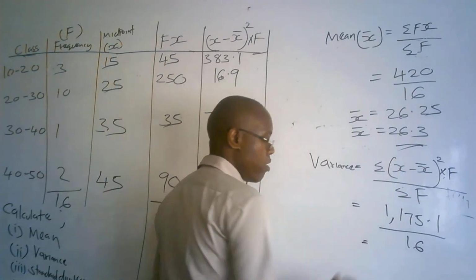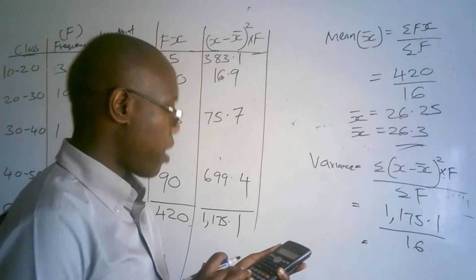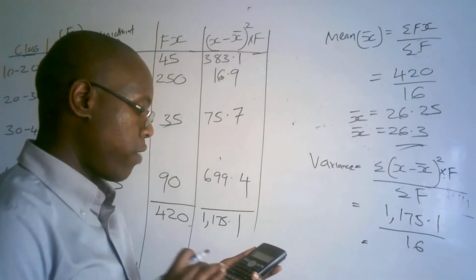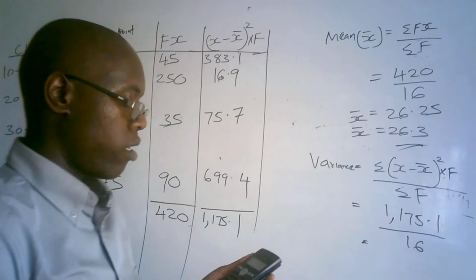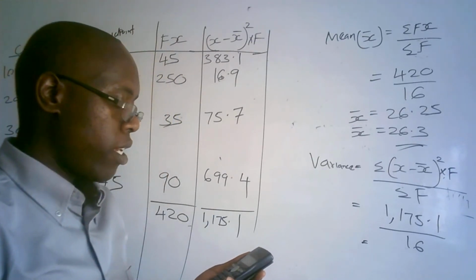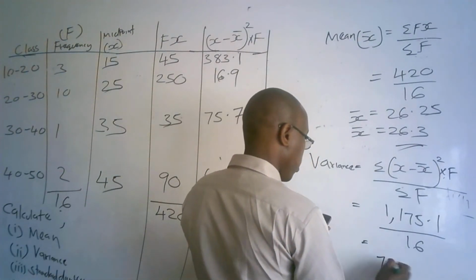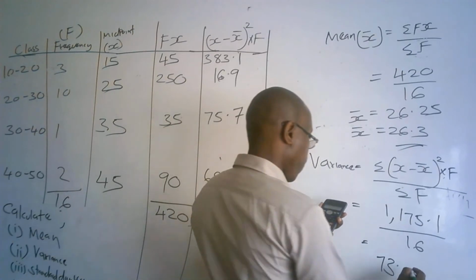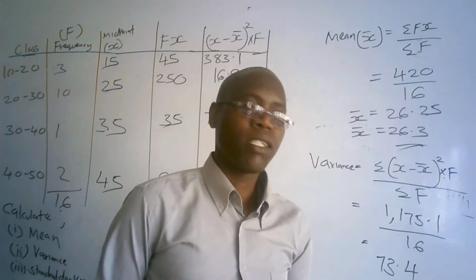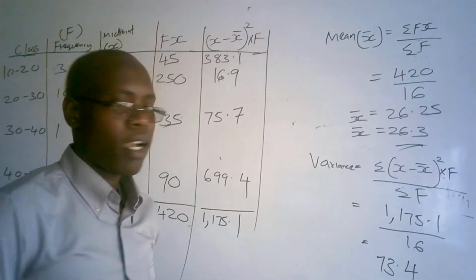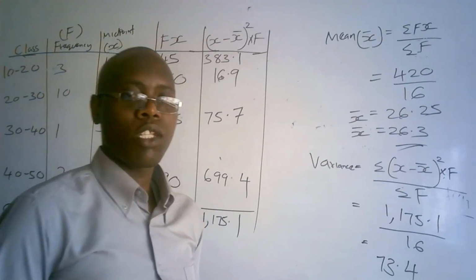So at the end of the day, my variance is going to be, I will take that 1,175.1 and then I divide by 16. At the end of the day, my answer is going to be 73.4. So that's my answer in terms of calculating that particular variance, 73.4 there. I've rounded off to one decimal place.